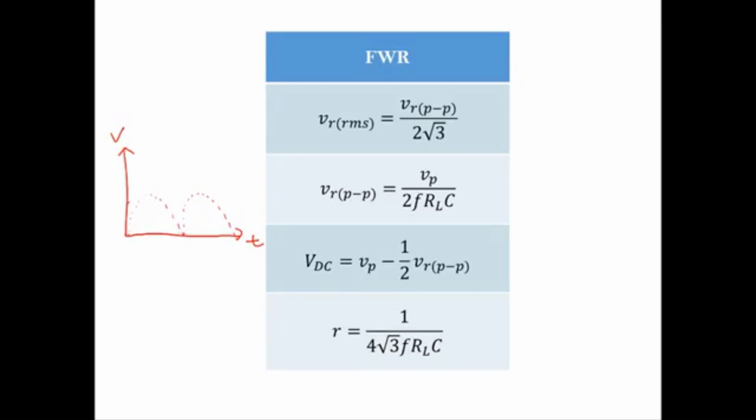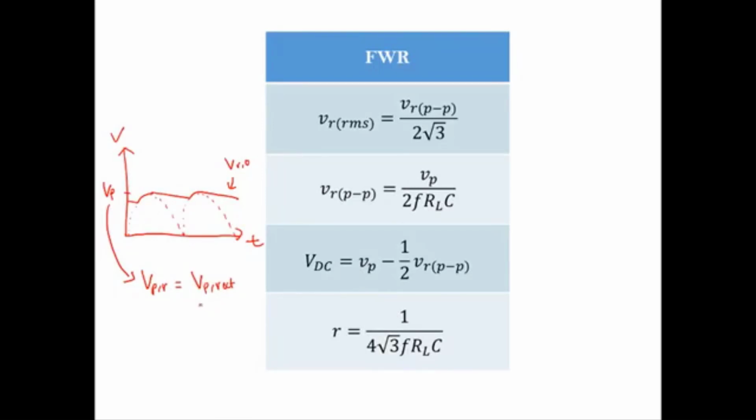And then next, you draw this line. So this is the output, the ripple output. The V peak of the ripple will be equal to the V peak after the rectifier.